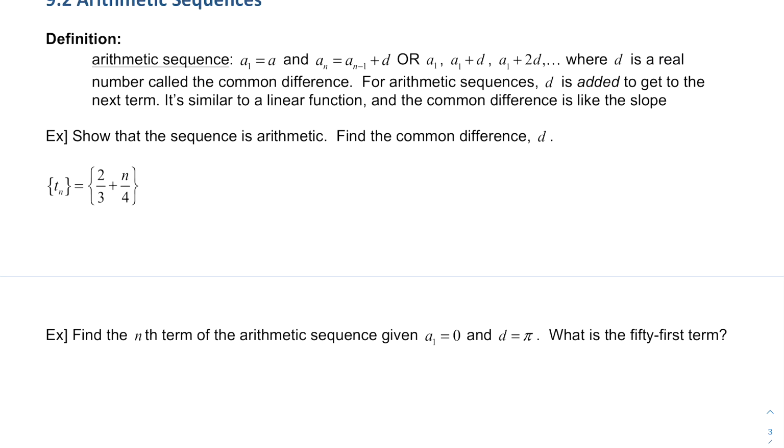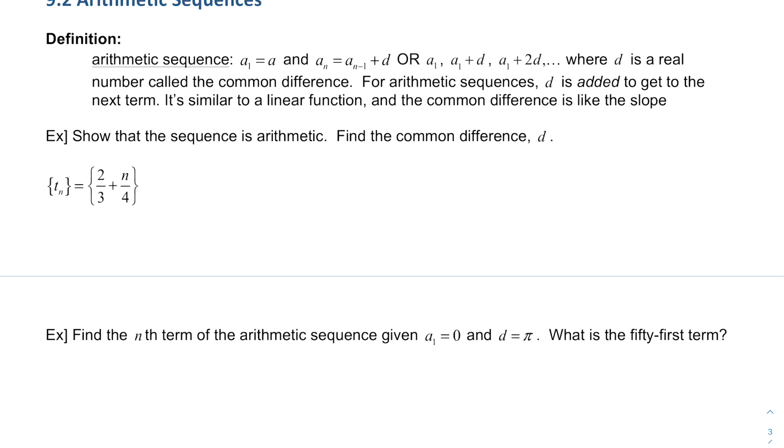We are now in section 9.2, which is arithmetic sequence. So the main feature of an arithmetic sequence is this thing called a common difference. Basically, if you subtract consecutive terms, you should get the same value. It's very similar to a slope in that it's a constant rate of change.